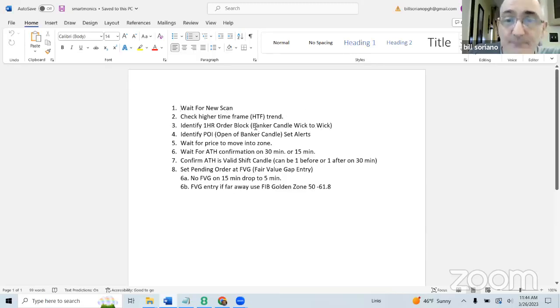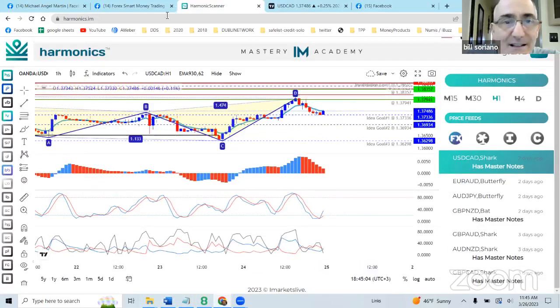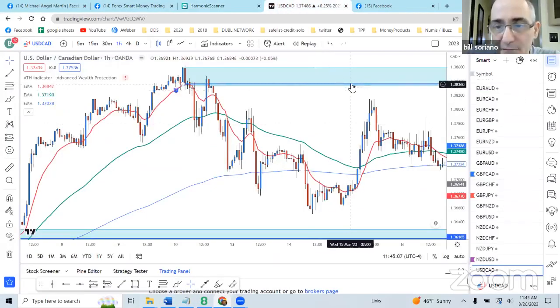Now, assuming it is going with the higher time frame trend, or Manny has marked up the chart like he had in that case, I'm going to identify the 1 hour order block like I just showed you. That's the banker candle with the wick. Then I'm going to identify the point of interest, which is the open of that banker candle, and that's where I'm going to set my alert. And you can see, guys, that I have my alert set right here.